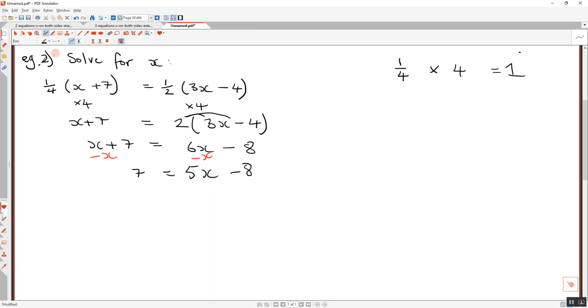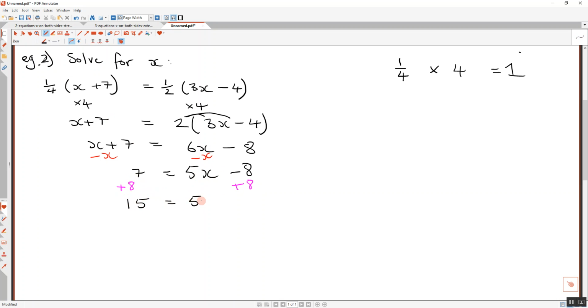Our next step then, Damon, is? You add 8 on both sides. Right, good. I have to add 8 on both sides. Remember, I'm trying to get the x's by themselves, so I need to get rid of this negative 8. So to do that, I add on 8. You're working out down the page, of course. 7 plus 8 is? 15. And I've got what's left on this side.